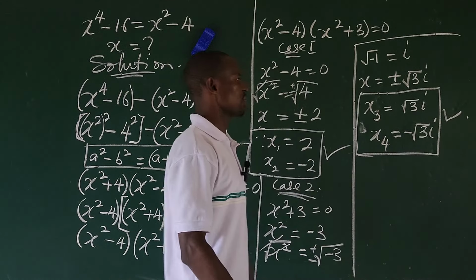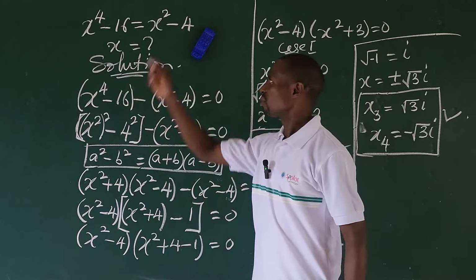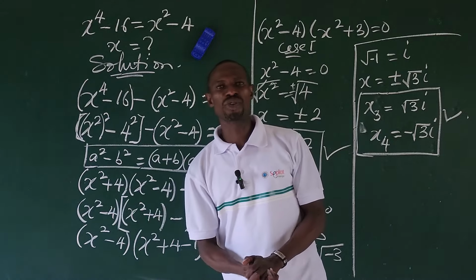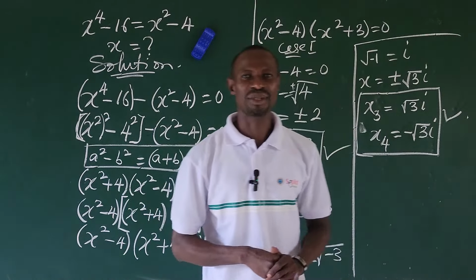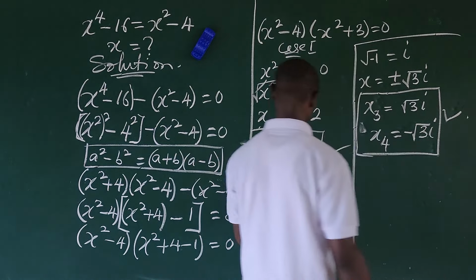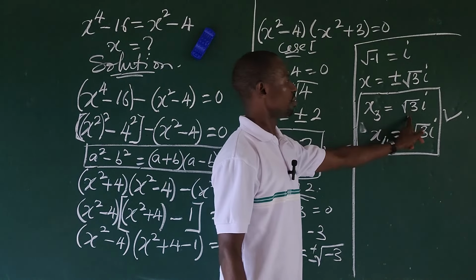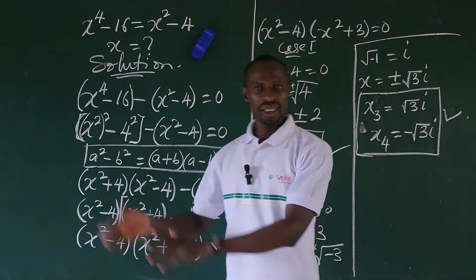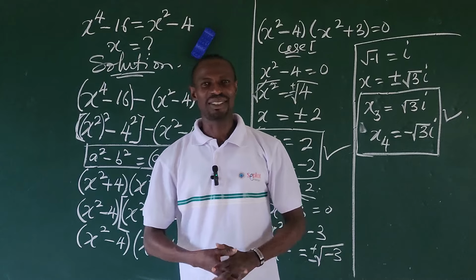Okay, so we have x1, x2, x3, x4 that will satisfy this equation because we have the highest power here to be 4, so we have to look for 4 roots that will satisfy this simple class 7 algebra, and that is what we have here now. x1 is positive 2, x2 is negative 2, x3 is root 3 iota, and x4 is minus root 3 iota. You can go ahead and substitute that into the original equation. It will all satisfy the equation.